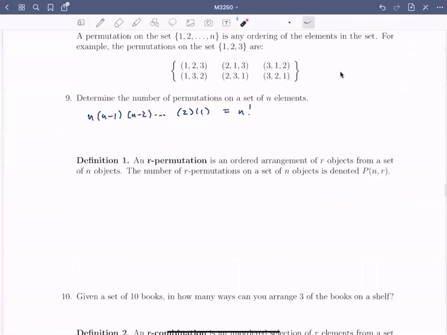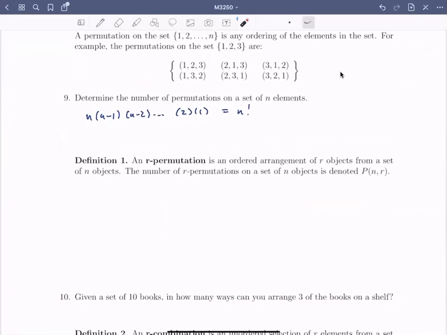Now, an r-permutation means that you have n objects to start with, and you pick r of them to arrange in some order. So an r-permutation is an ordered arrangement of r objects from a set of n objects. We'll denote the number of r-permutations from a set of n objects as P(n, r), sometimes said "n permute r."